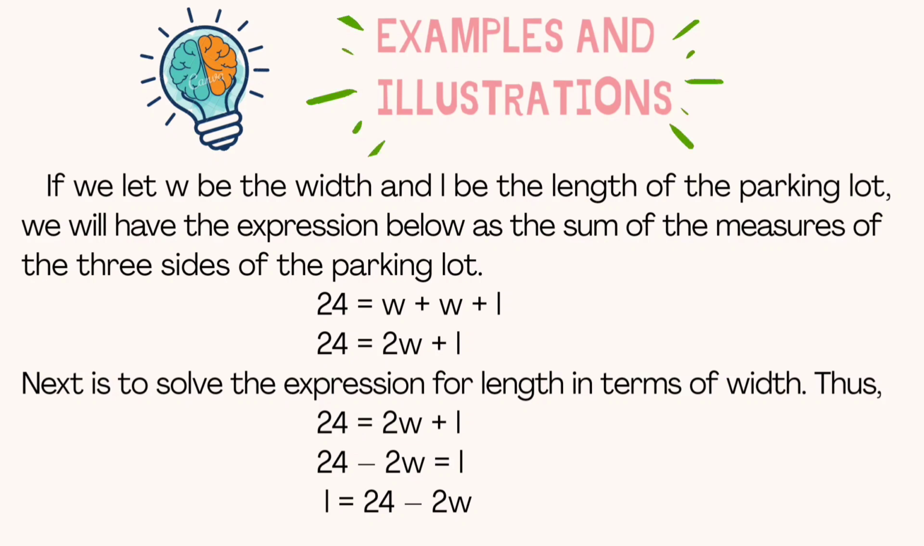Next is to solve the expression for length in terms of width. Thus, 24 equals twice the width plus length. By applying the addition property of equality, we can add negative 2W to both sides of the equation. Then, it will become 24 minus 2W equals L. Applying the symmetric property of equality, we will have length is equal to 24 minus twice the width.